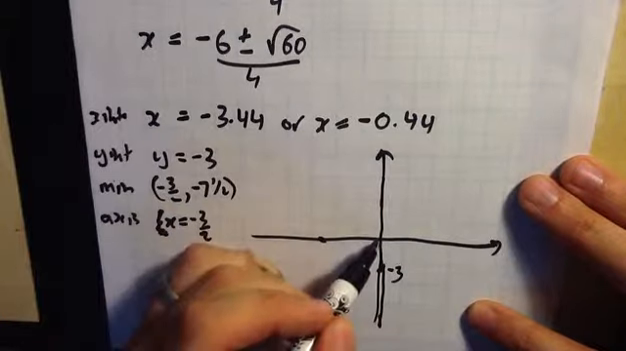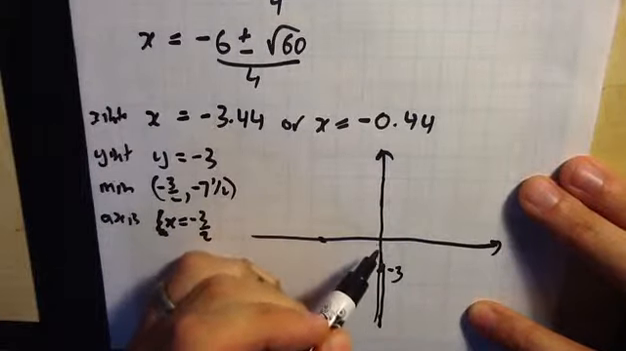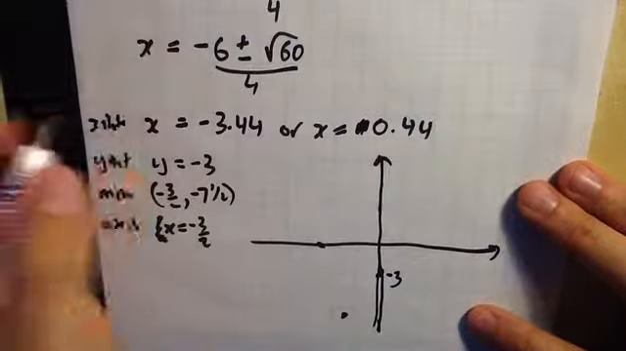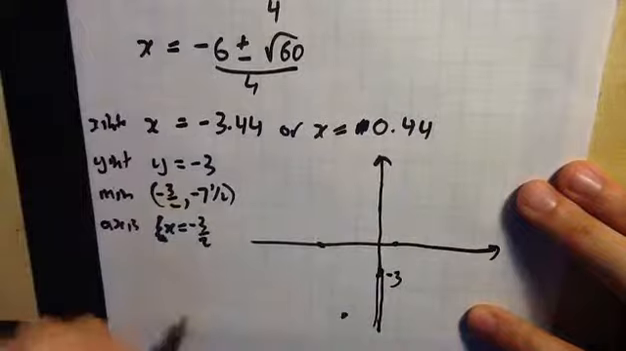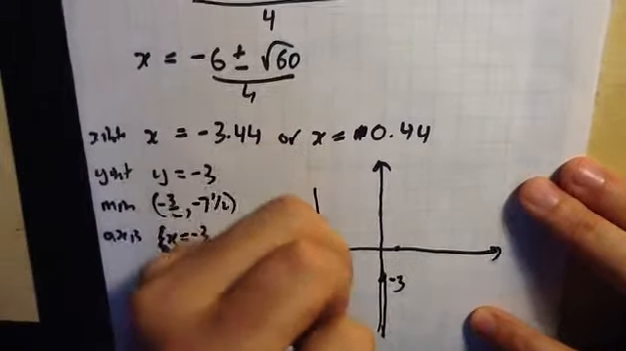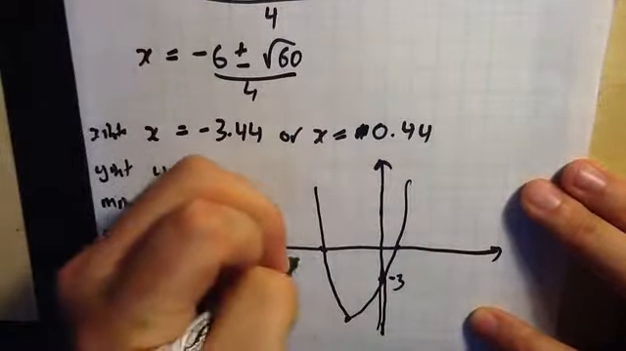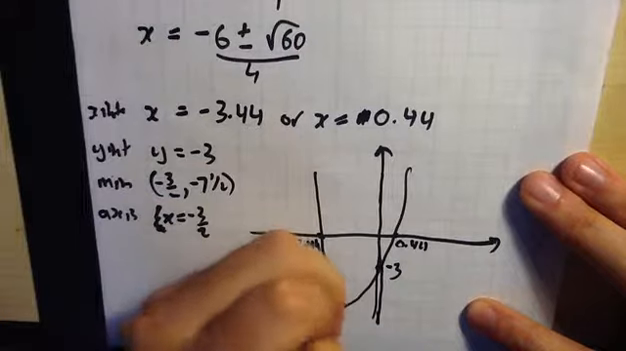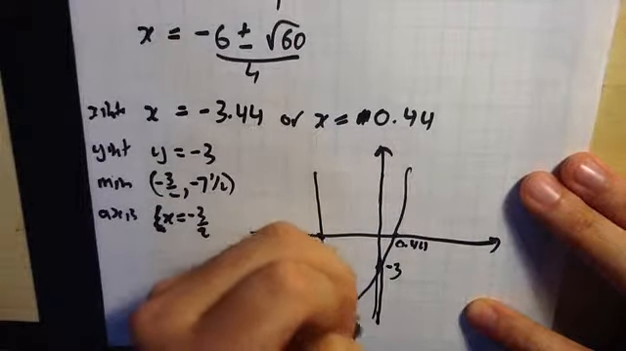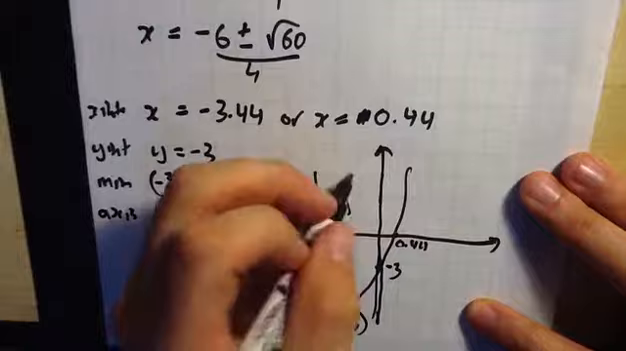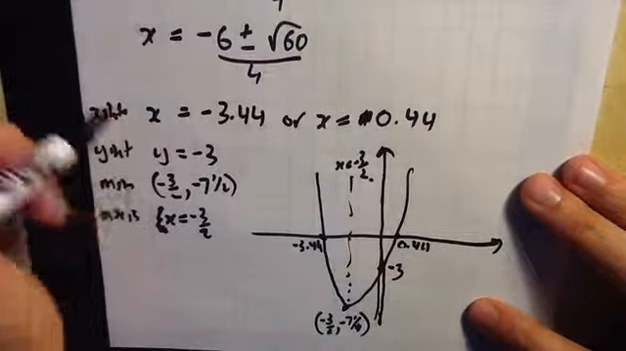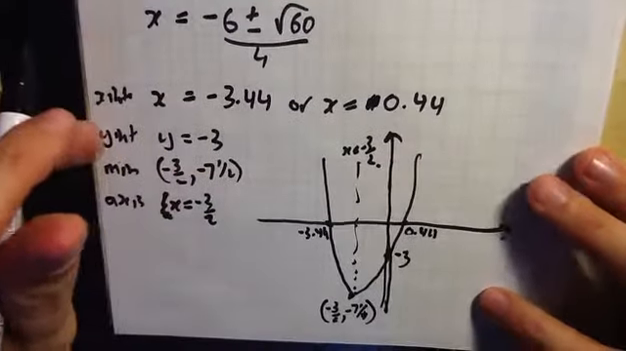Actually, sorry, that should have been 0.44 up there, not negative 0.44. So I get something like this, where that's negative 3.44, that's 0.44, and this is negative 3 over 2, negative 7.5. That's the axis of symmetry, which would have been at x equals negative 3 over 2. These are the bits of information you need to do a rough sketch of this graph.